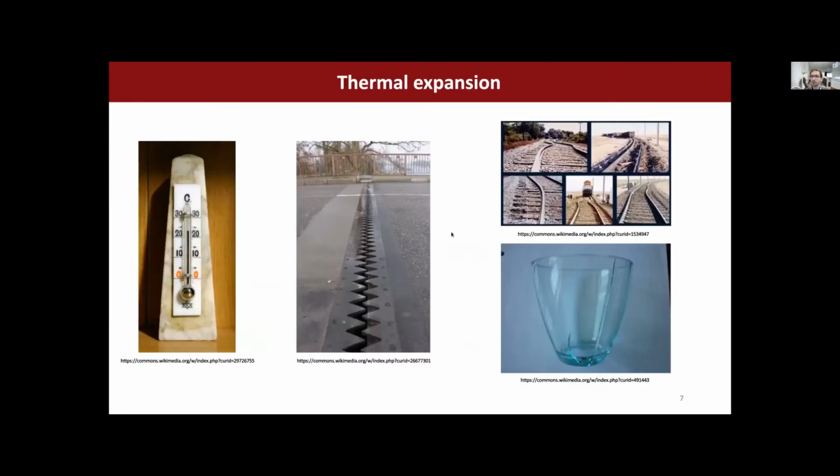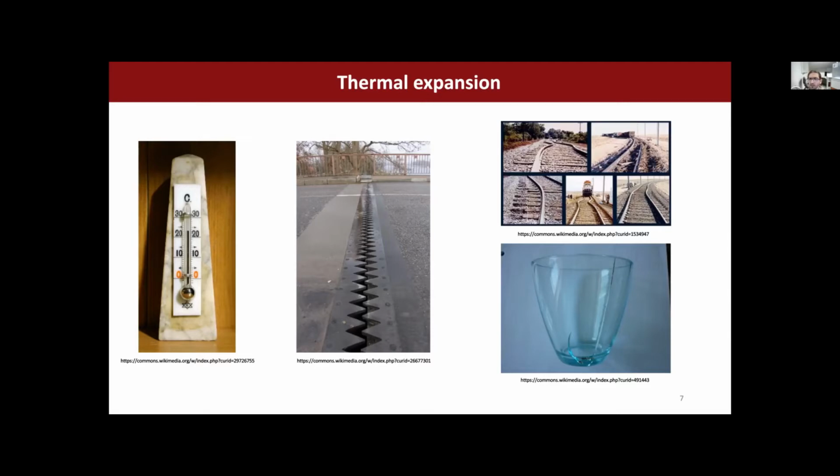And now I want to show you why it might be important. Since we know that bodies expand on increase of temperature, we can actually use it to measure temperature. And that is the idea behind the regular thermometer.